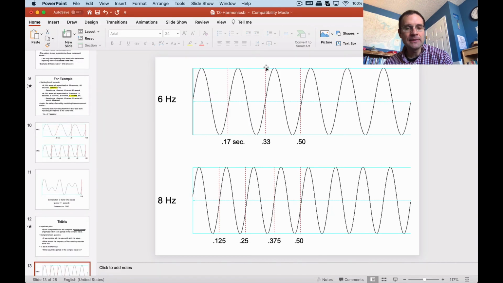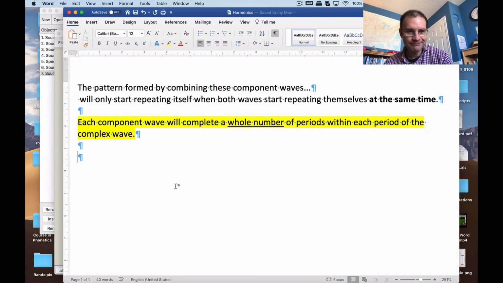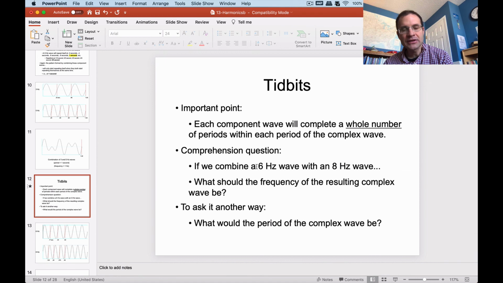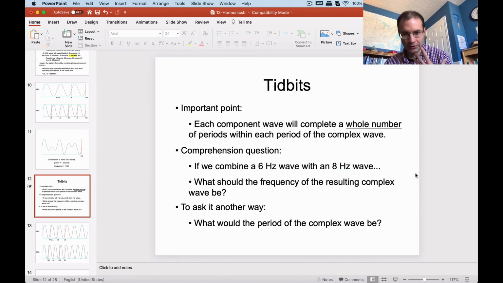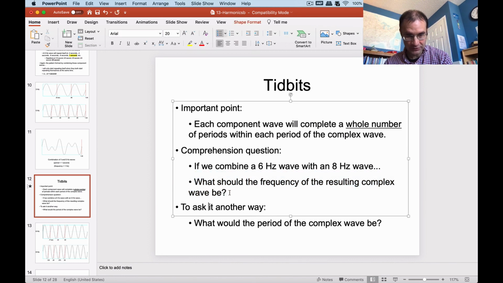So hopefully you can see, which I didn't walk you through with this previous slide, that the greatest common denominator of 6 and 8 is 2, right? So you can divide 6 by 2 and get 3. That's a whole number. You can divide 8 by 2 and get 4. That's a whole number. There's no number bigger than that that will give you the same result. So the answer we're expecting for frequency should be 2 hertz.